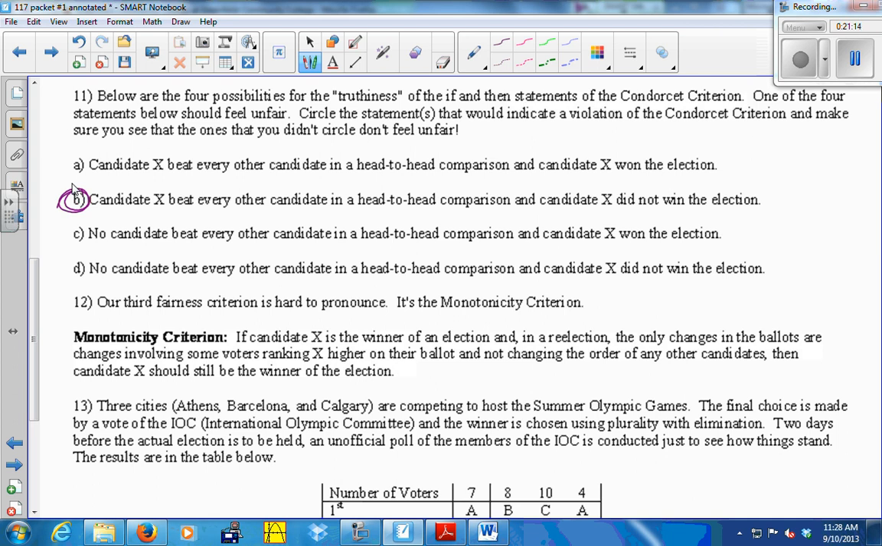Yes, you always make all the pairwise matchups and figure out if there's someone who's undefeated. Yeah. It looks like using the plurality method, you just have to do all the matchups and find out if there's an undefeated candidate.